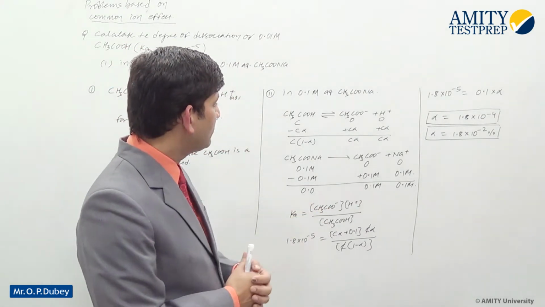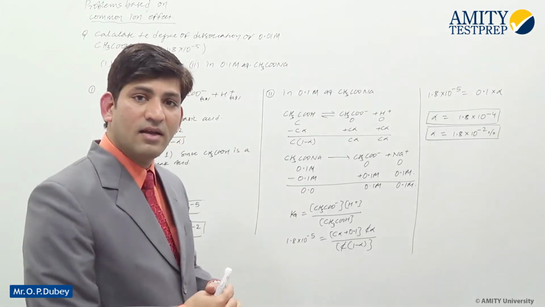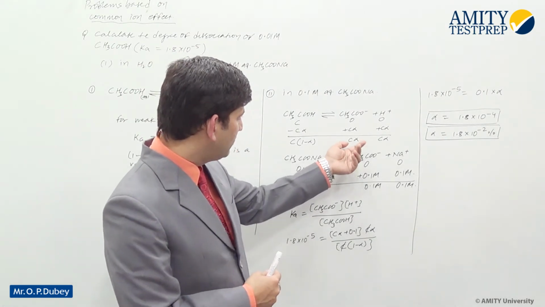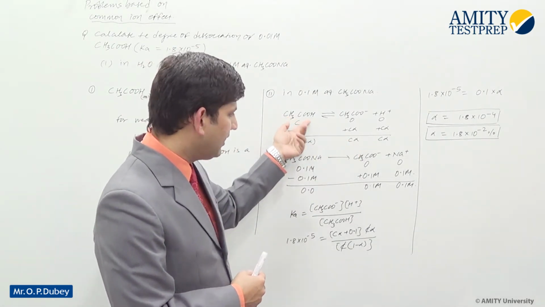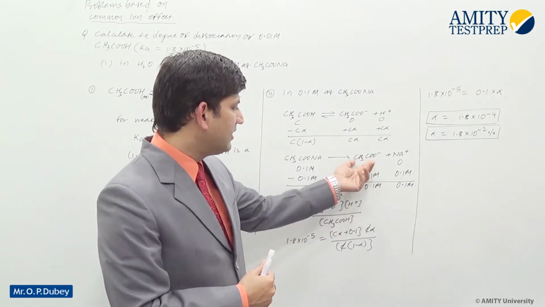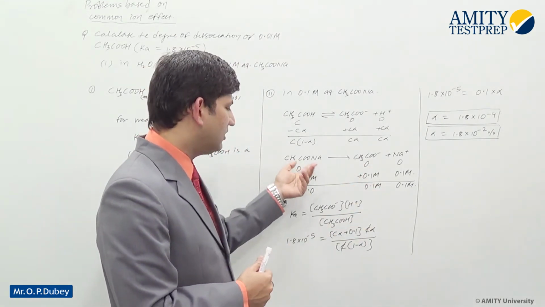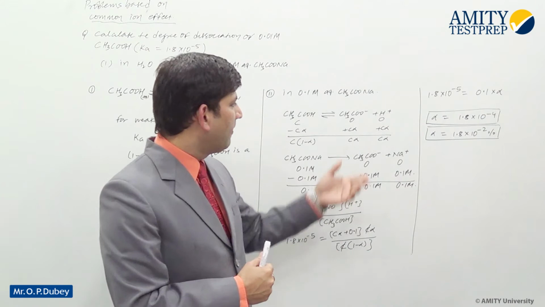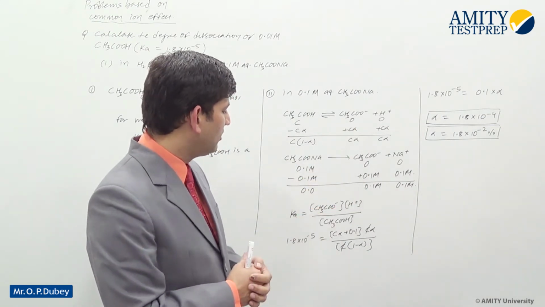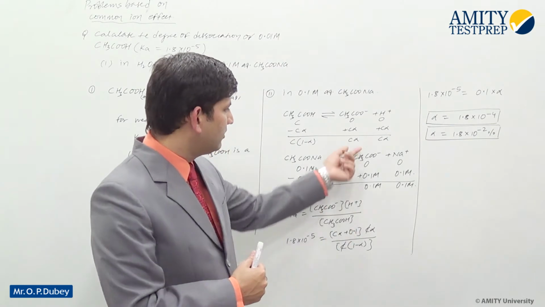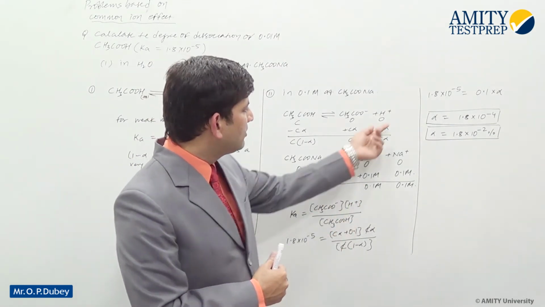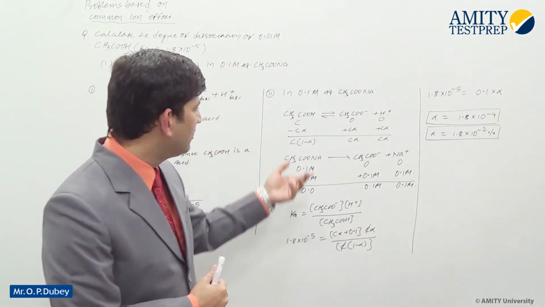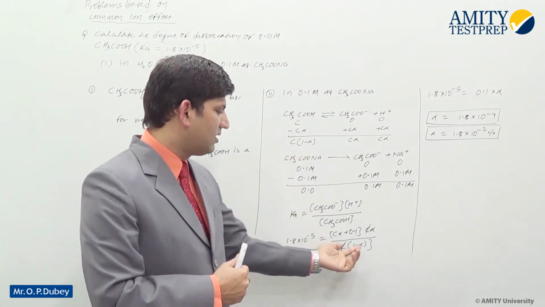Now the total acetate ion concentration in this solution is C alpha, which is produced by the acetic acid, and 0.1 M acetate ion concentration, which is produced by the sodium acetate by complete, almost 100% ionization. The acetate ion concentration in this solution becomes C alpha plus 0.1, the concentration of H plus ion is C alpha, and the concentration of acetic acid is C1 minus alpha.